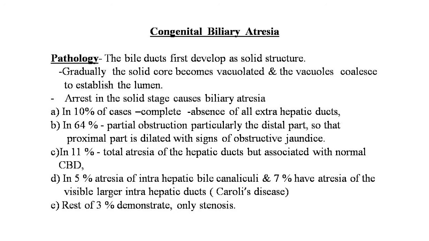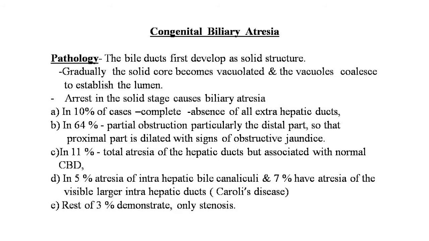A: in 10% of cases, complete absence of all extrahepatic ducts. B: in 64%, partial obstruction, particularly of the distal part, so that the proximal part is dilated with signs of obstructive jaundice. C: type of biliary atresia, in 11%, total atresia of the hepatic ducts but associated with a normal CBD. D: in 5%, atresia of intrahepatic bile canaliculi, and 7% have atresia of the visible larger intrahepatic ducts, that is Caroli's disease. The rest, 3%, demonstrate only stenosis.